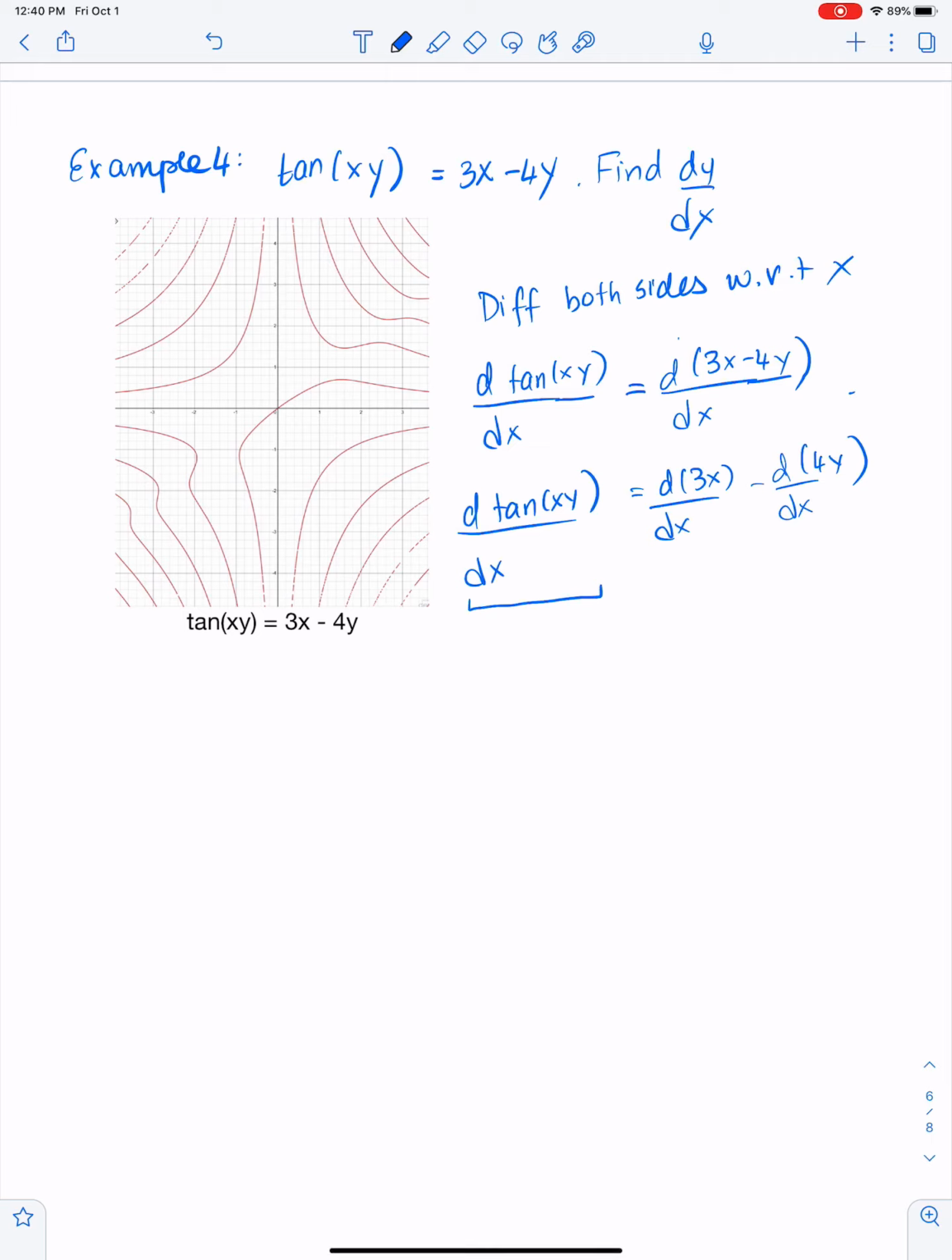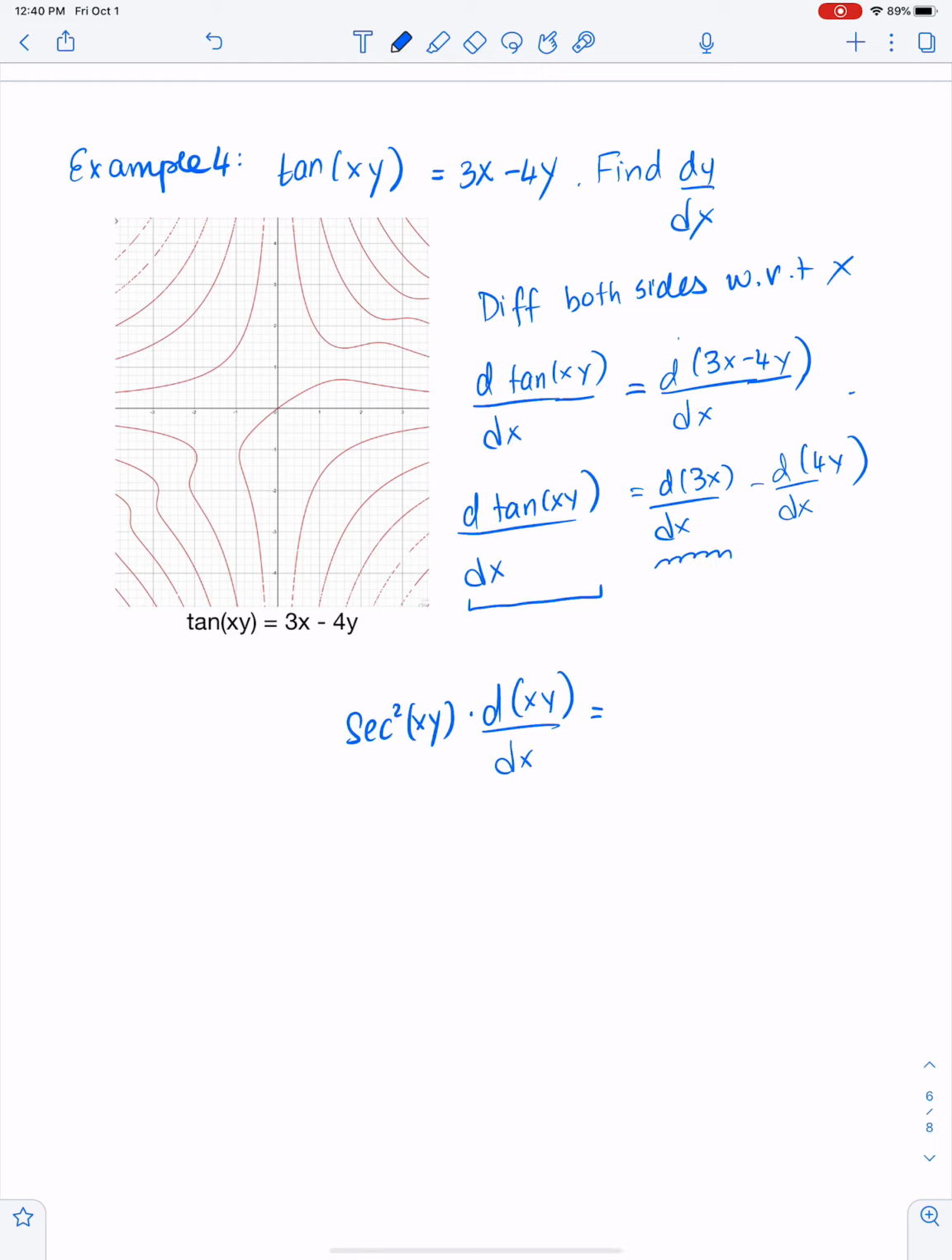What is the derivative of tangent? Don't worry about what you're taking the tangent of. Right now, just ask yourself, what's the derivative of tangent? Well, it's secant squared. And then evaluate it at whatever the tangent was evaluated at. And then by the chain rule, you have to multiply it by the derivative of the inside. Okay? We'll do that in a second, step by step.